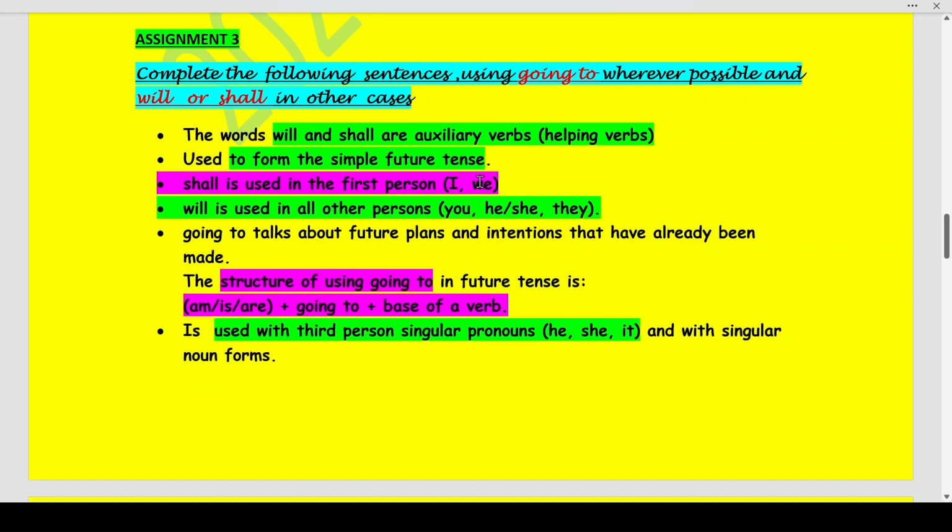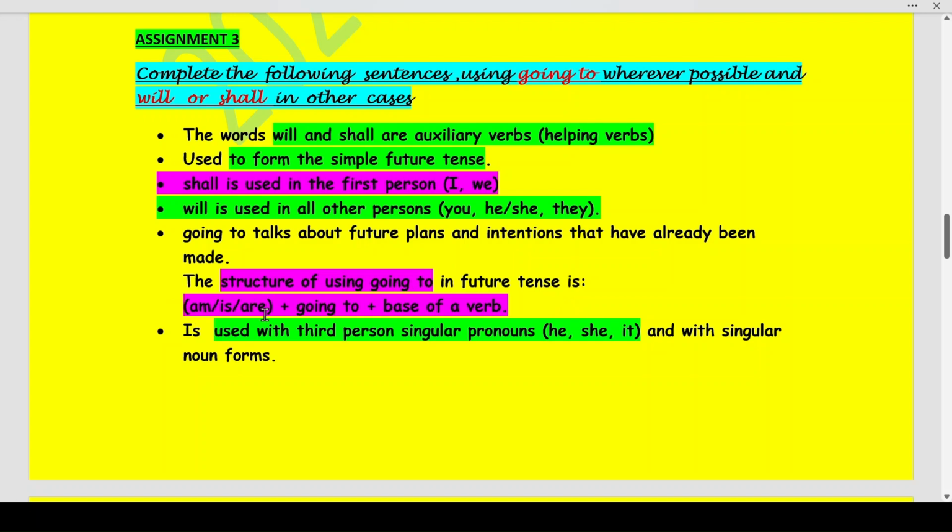Shall is used in the first person, I and we. Please remember, I shall, we shall. Will is used in all other persons, like you will, he will, she will, or they will. These two things are very important to keep in mind. Going to talks about future plans and intentions that have already been made. Now, what is the structure of using going to in a future tense?